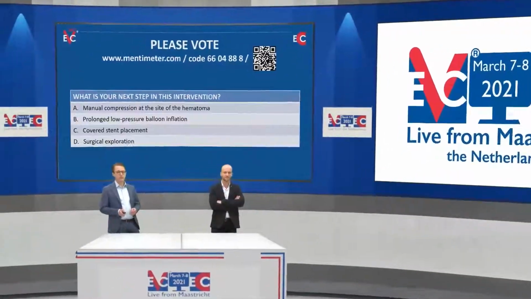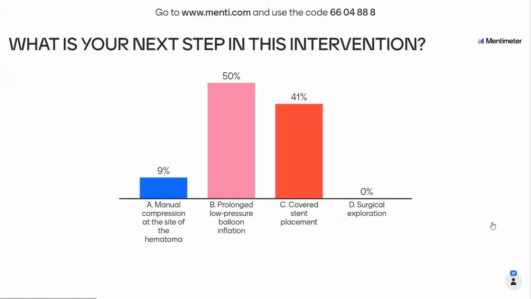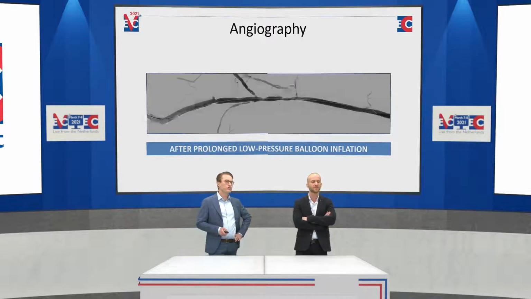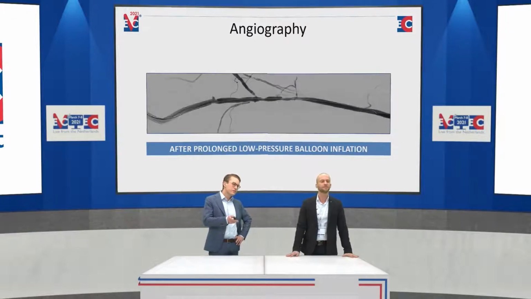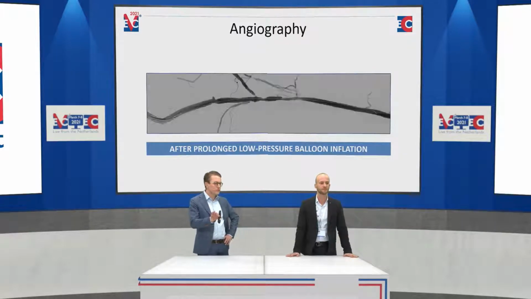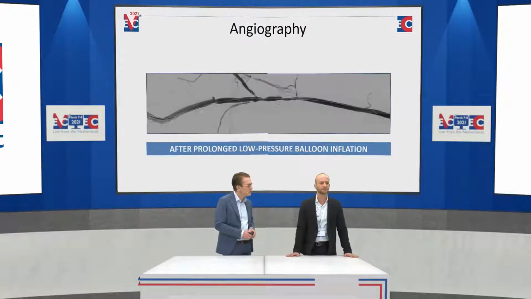Do we already have the results? Look at this. So we seem to be a bit divided. About half go for prolonged balloon inflation and half go for covered stent placement. In this case, a prolonged low pressure balloon inflation was done. And I think that the majority of the extravasation is gone. But I think there still is some bleeding going on, Rutger.